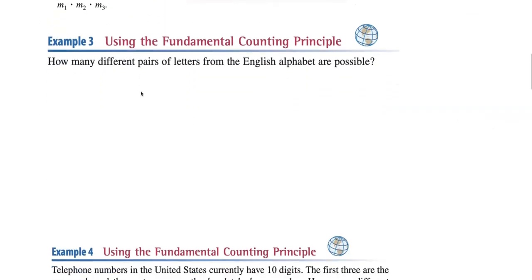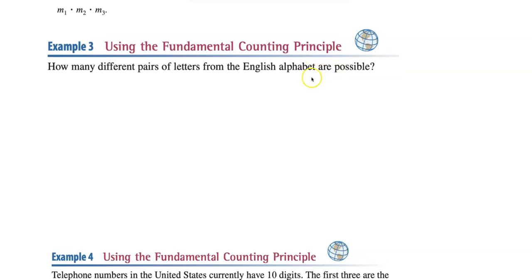So let's do an example here. How many different pairs of letters from the English alphabet are possible? This is a good example where we want to use the fundamental counting principle, because what they're saying is, A, A, that's a pair. How about A, B, A, C, and so on till you get to ZZ.